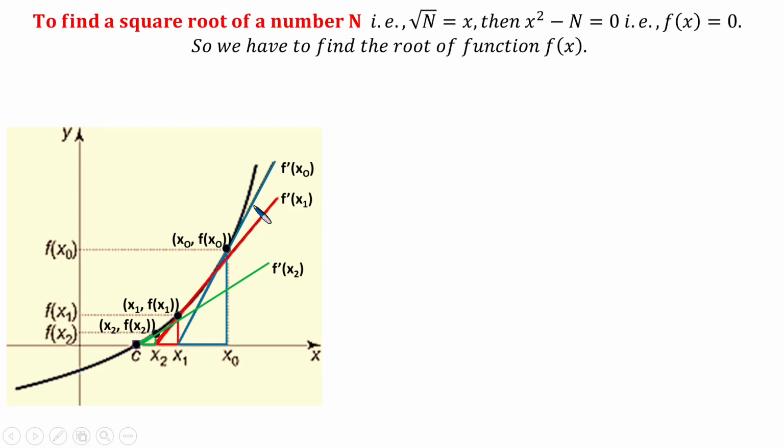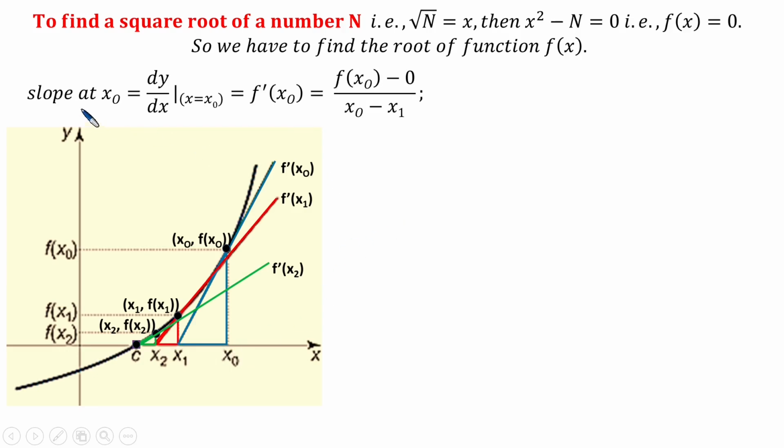Slope is rate of change of y by rate of change of x. So if I draw a perpendicular line here, and from here one perpendicular line here, so this distance by this distance. Since this line has a constant slope, it is a linear line, so the slope here and the slope here, everywhere, is the same. For my convenience, I write the slope of this line as dy is f of x0 minus 0 divided by the intercept here, x0 minus x1.